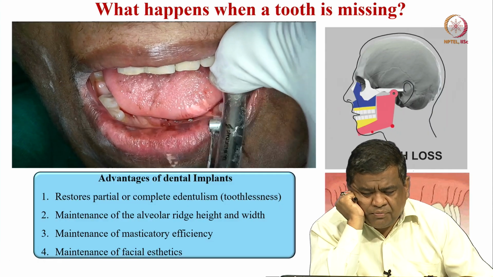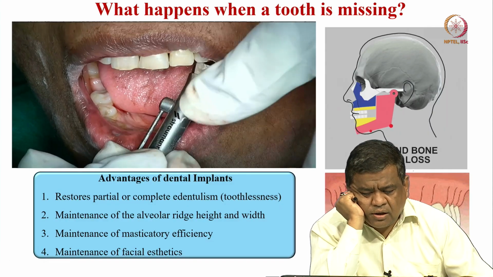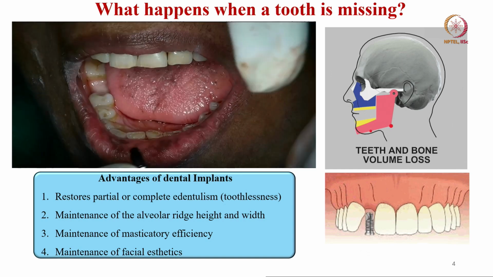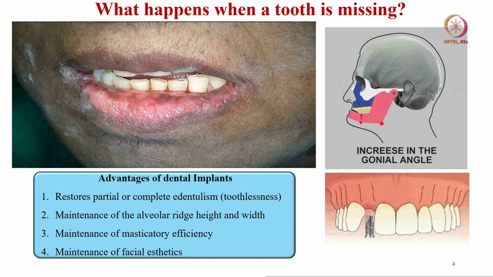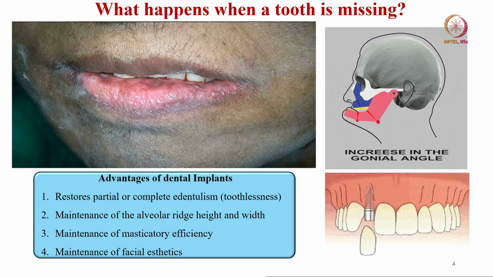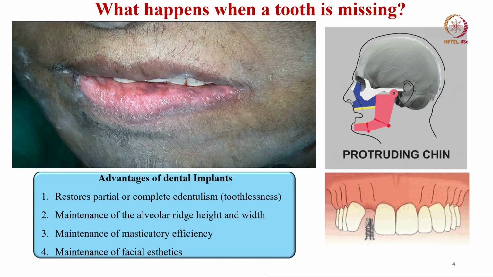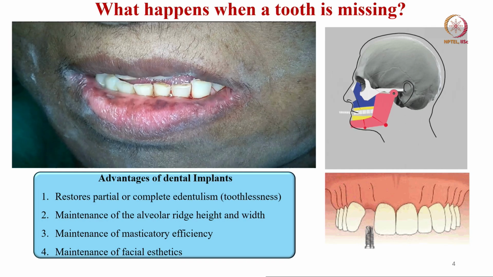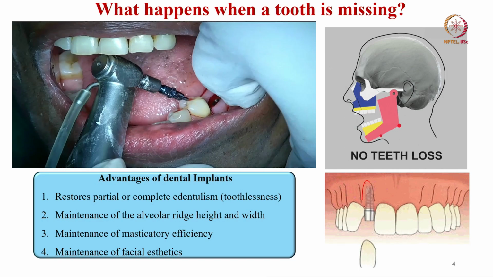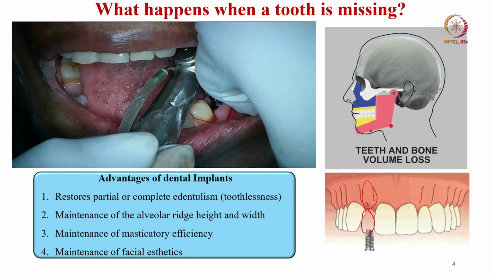So, if there is no tooth loss, any human being can eat properly. Then, if you have a tooth loss, one of the treatment options is placing the implant and then putting the prosthesis, right.